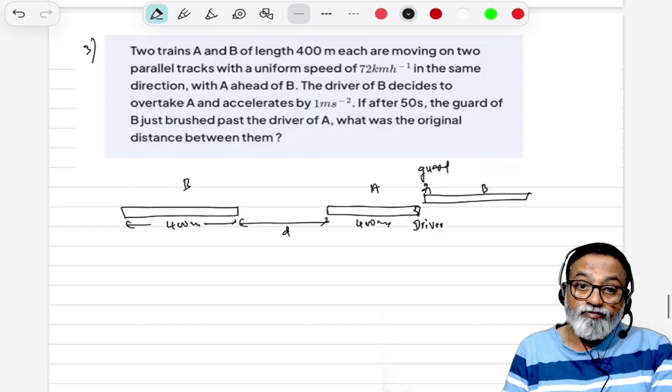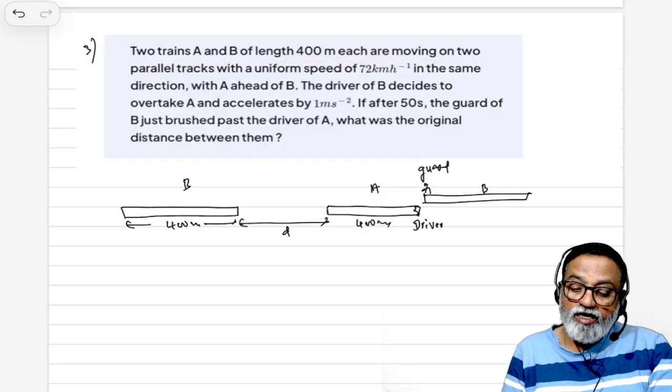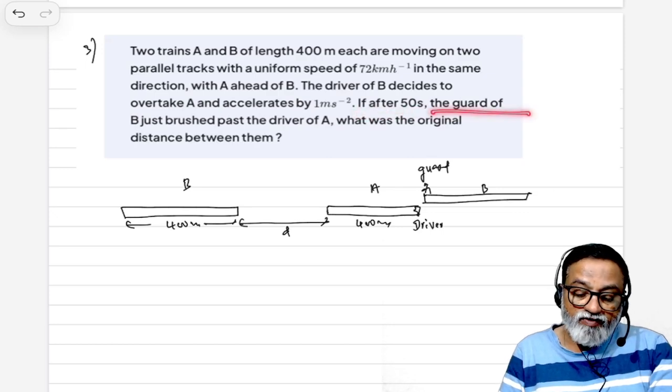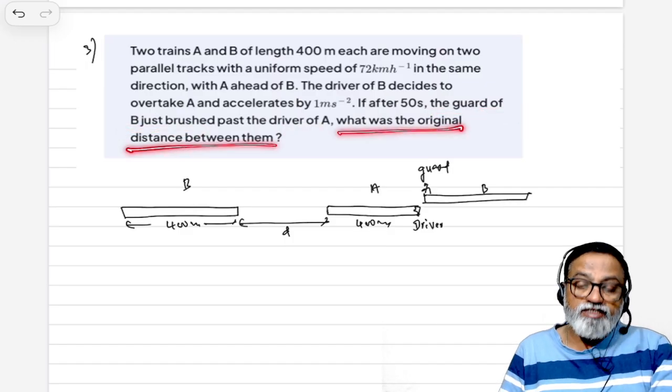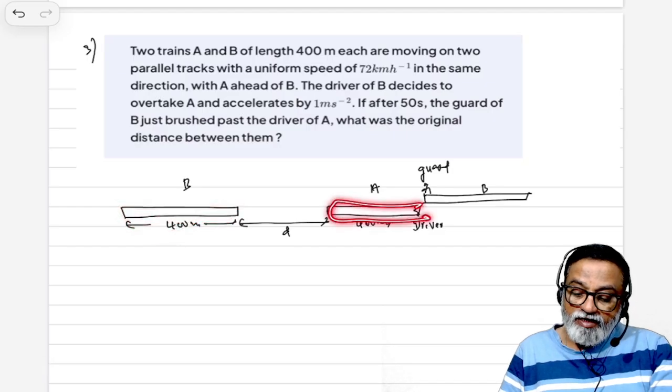See here, two trains A and B of length 400 meters each are moving on two parallel tracks with uniform speeds of 72 km per hour in the same direction. With A ahead of B, the driver of B decides to overtake A and accelerates by 1 meter per second square. If after 50 seconds the guard of B just brushed past the driver of A, what was the original distance between them? See, this is train A, length 400 meters, and this is train B, 400 meters.